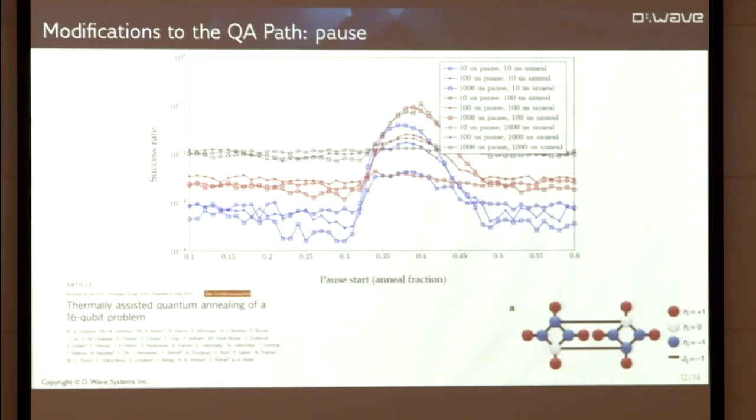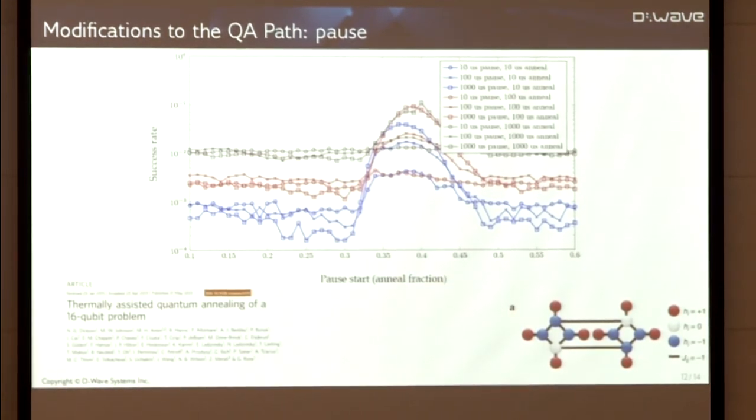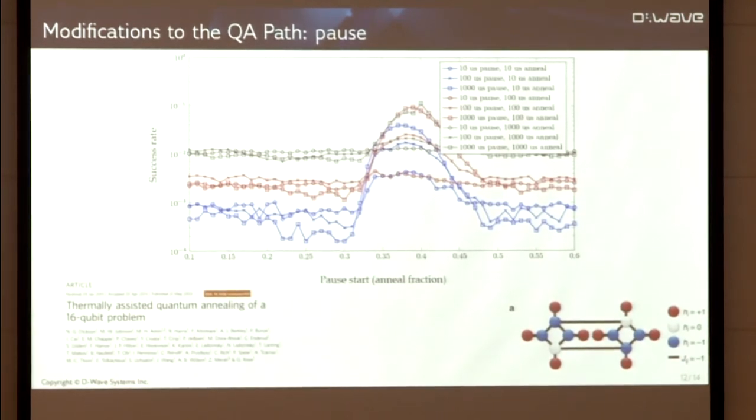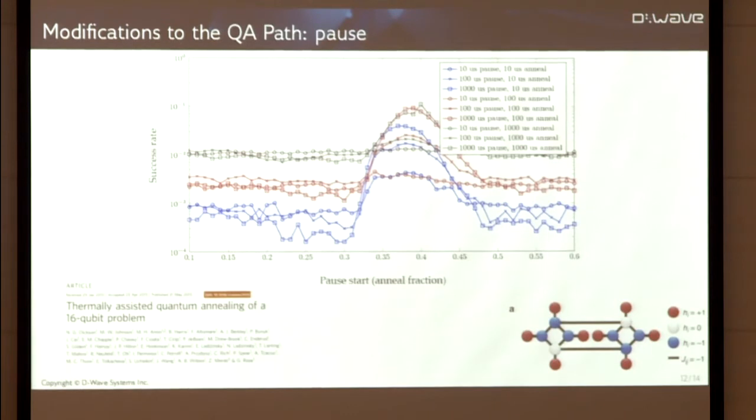What I'm showing here is the application of one of these anneal with pause calls. The 3 different colors are 3 different background anneal times: 10 microseconds, 100 microseconds, and 1,000 microseconds. Then we're introducing this pause at different points in the annealing process, from s equals 0.1 to s equals 0.6. The x-axis indicates the anneal fraction, or the position in the annealing process where we're inserting the pause. And there are 3 different data sets in each color, which represent pause times of 10, 100, and 1,000 microseconds. So there's a couple things to note.